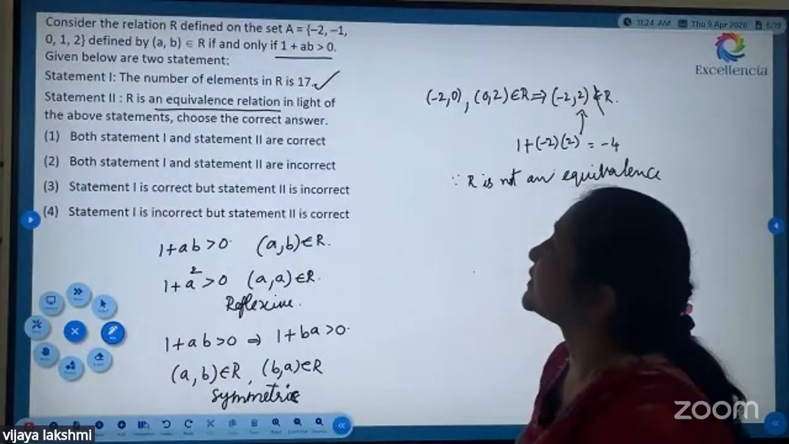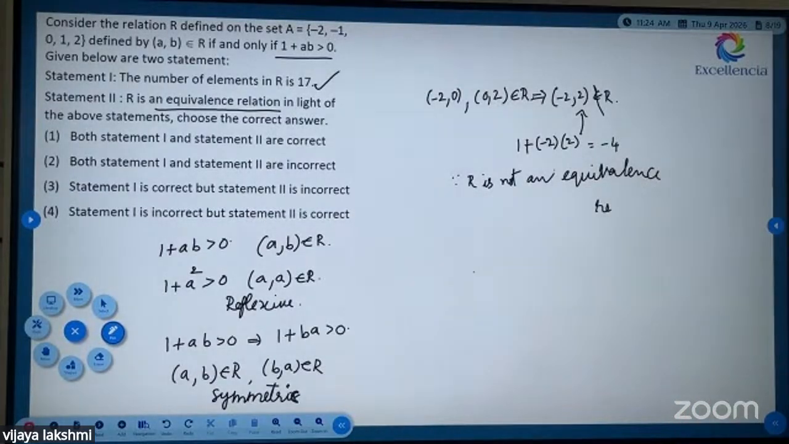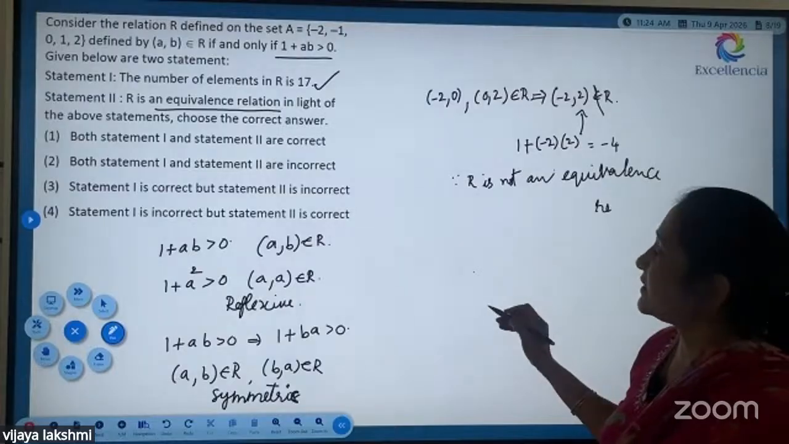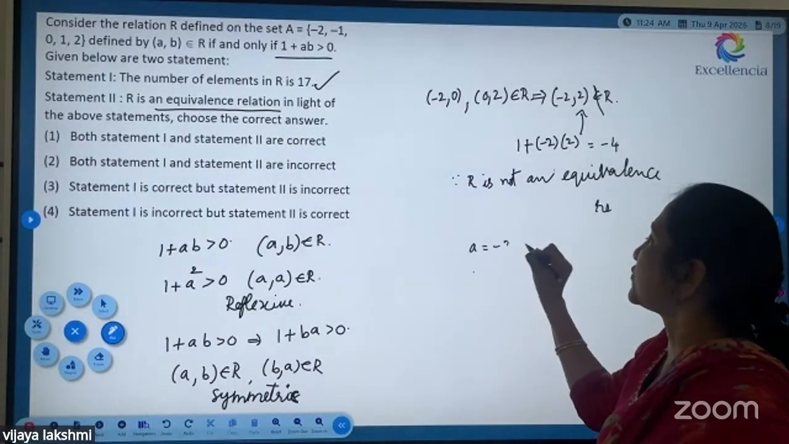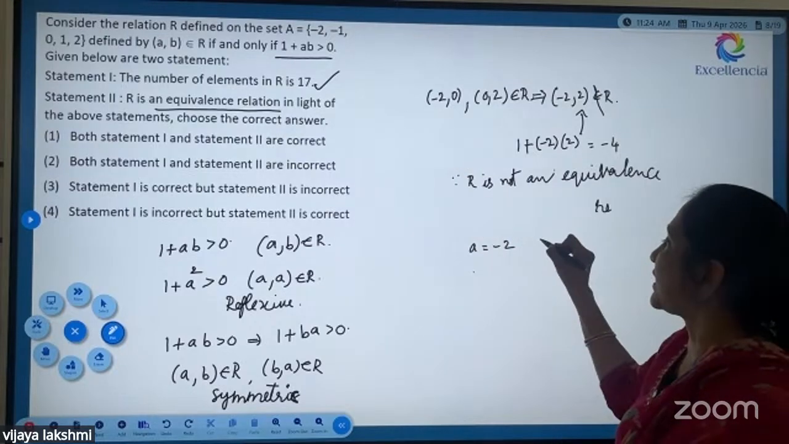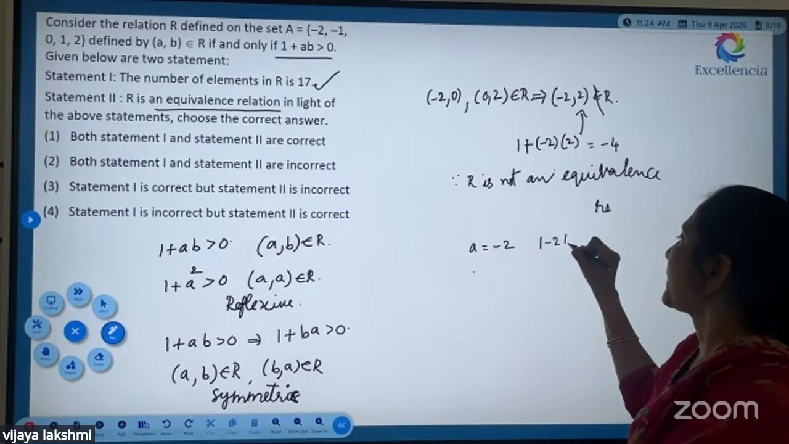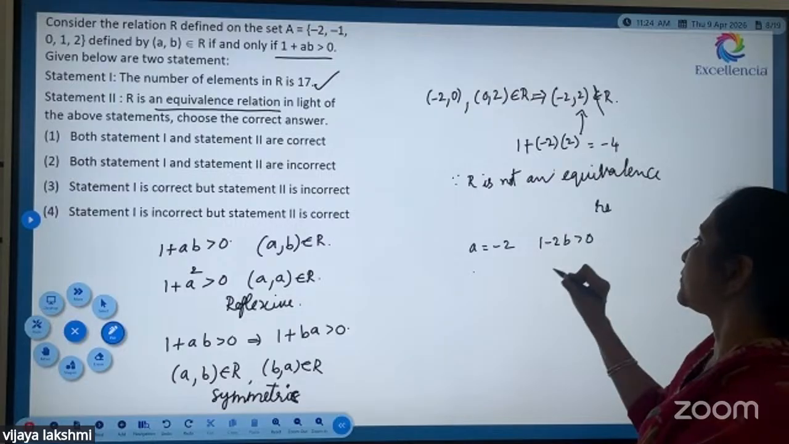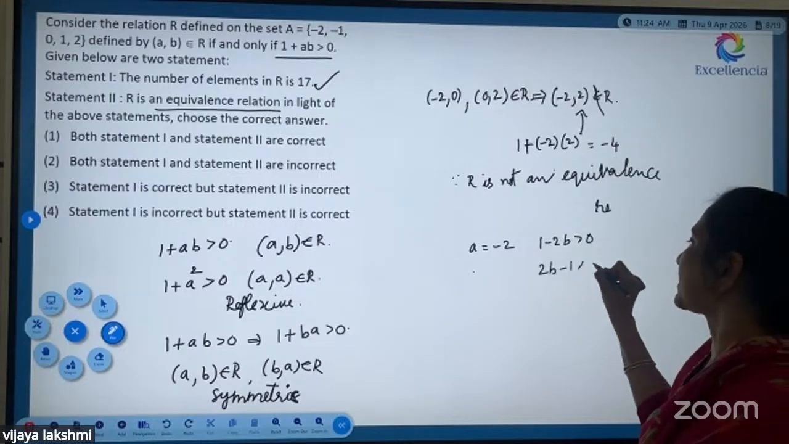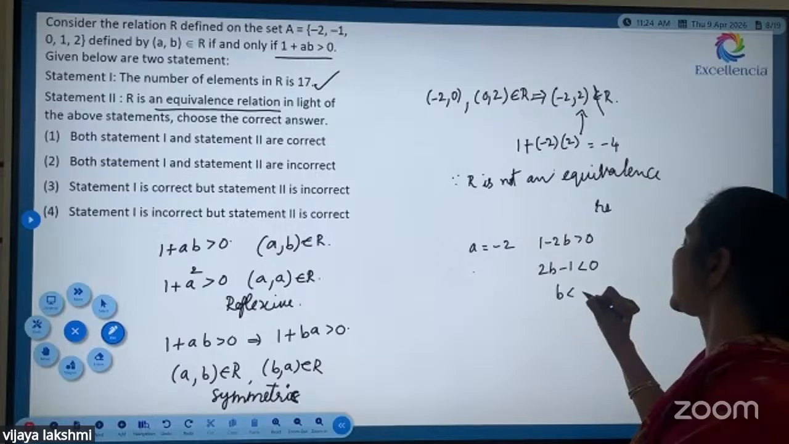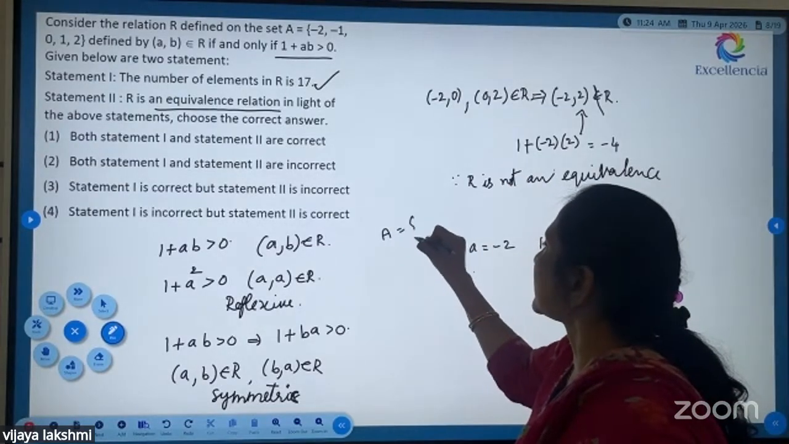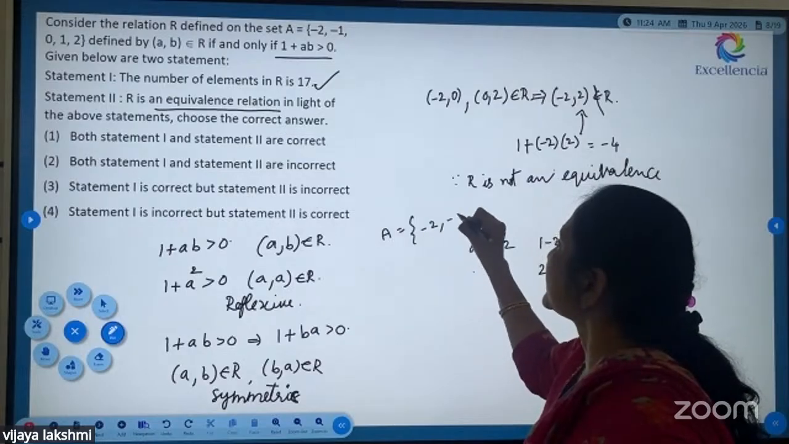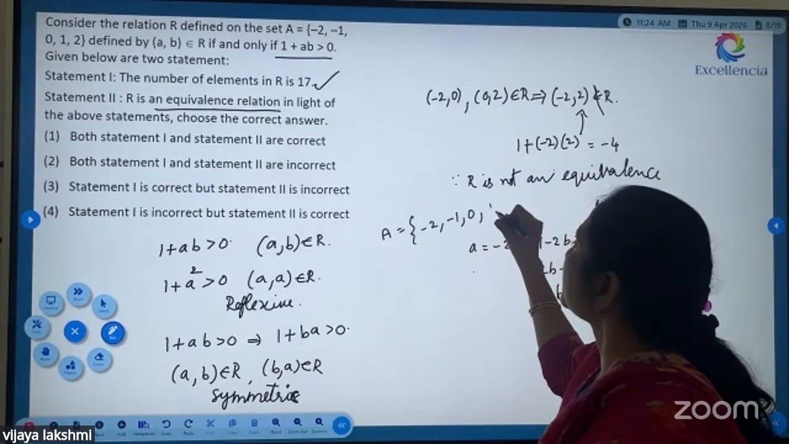The number of elements in R is 17. Is it correct or not? First we will take A equal to minus 2. We'll substitute there 1 minus B greater than 0. If you take out the comma, it would be minus 1 less than B less than 1 by 2. From this side, we consider the elements minus 2, minus 1, 0, 1, 2.